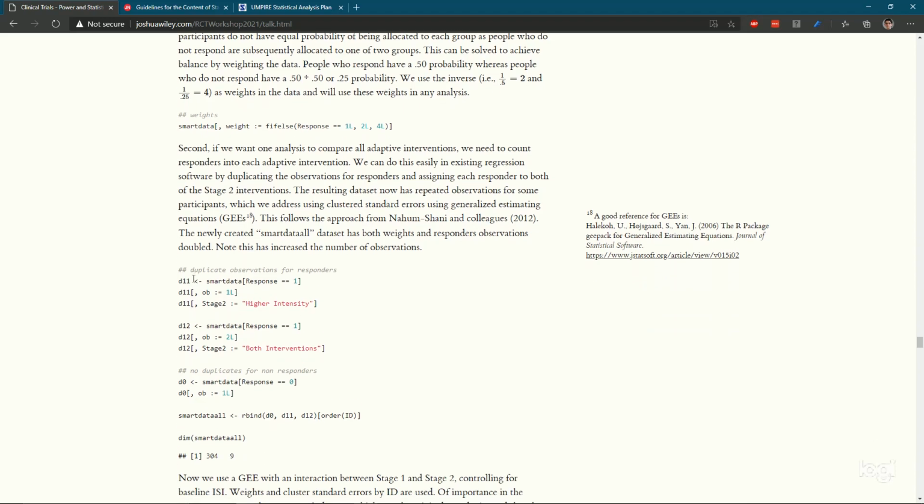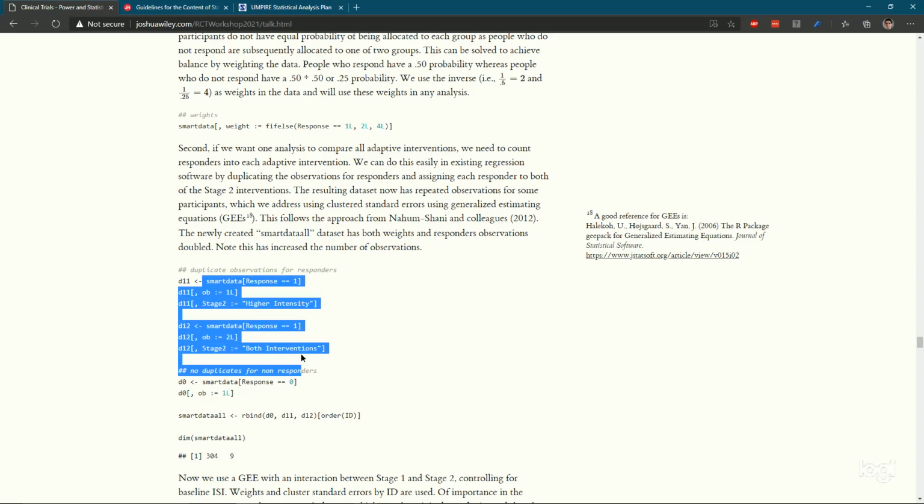And here's the code to do that. It's pretty easy. We pull out just people who are responders, and we say observation 1, first time, stage 2 is higher intensity. Then we make another one, again, just the responders. This time it's observation 2, and now we put them in the both interventions category. If they're non-responders, then we don't duplicate it at all. It's just as is. And then we just row bind, we combine all those data sets back together.